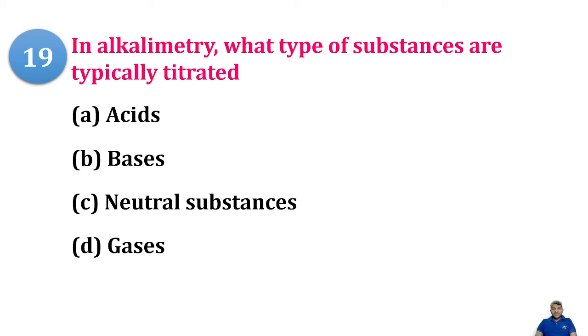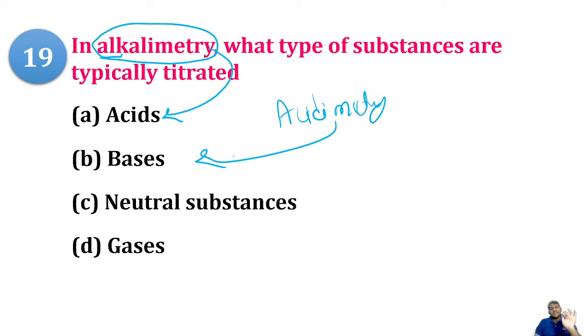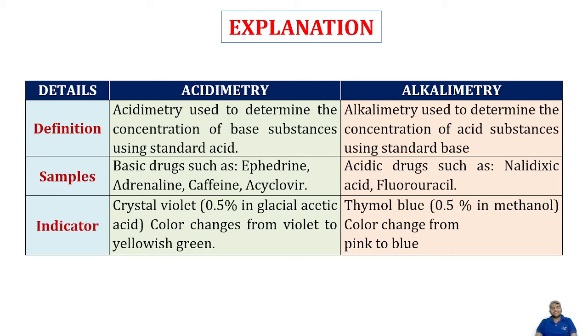Second last question we have: in alkalimetry which type of substance are typically titrated? Alkalimetry means there is an alkaline medium. So in alkalimetry we titrate the acidic substance, but in acidimetry we have to titrate the base. In this question they are asking that in alkalimetry we are titrating the acid, but in acidimetry we have to titrate the base. So acidimetry is used to determine the concentration of a basic substance using a standard acid.